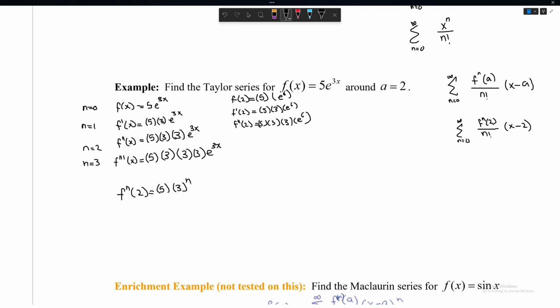When n is 1, this is 3. When n is 2, 3 times 3, which is 3 squared, right? When n is 3, 3 to the 3 is the same thing as doing 3 times 3 times 3, right? So that represents that.